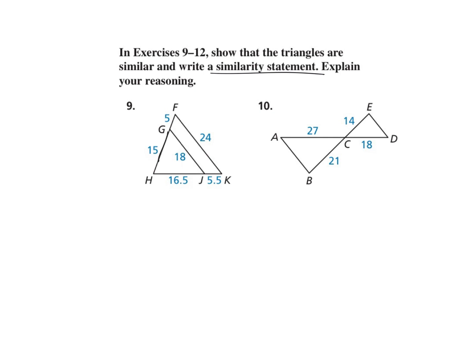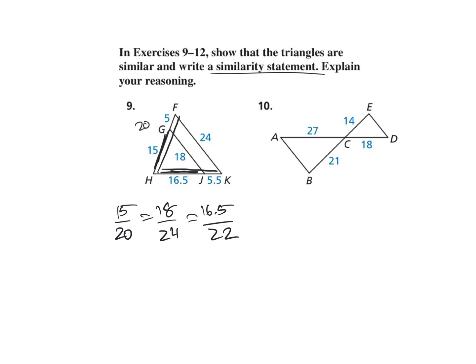So we're going to do GH in the small triangle all the way to HF, which is 20. So 15 is to 20. And then we have 18 is to 24. That was the easy one. And then we have HJ, 16.5, is to the whole side. 16.5 and 5.5 is 22.